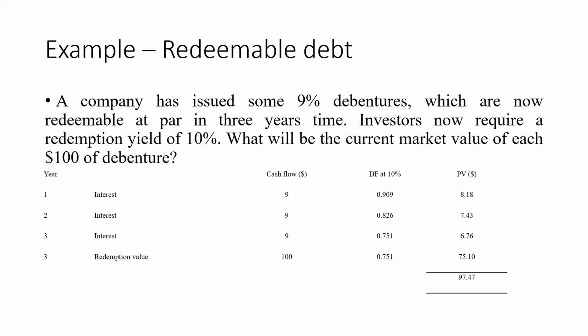And the redemption value is $100, as you will get $100 after the third period. So we will find out the present value of this $100. That would be done by 100 divided by 1.10 power 3, and we will get 75.10. So the total market value today of this debt is 97.47.